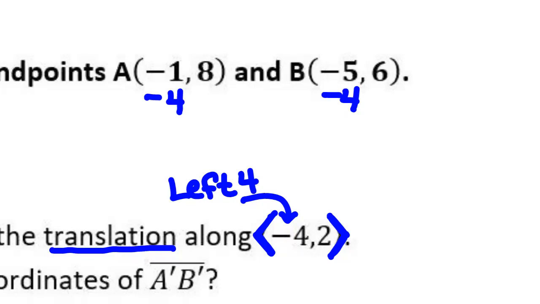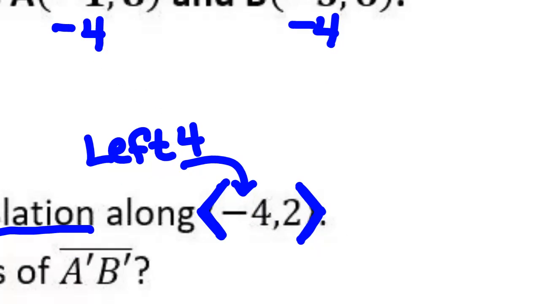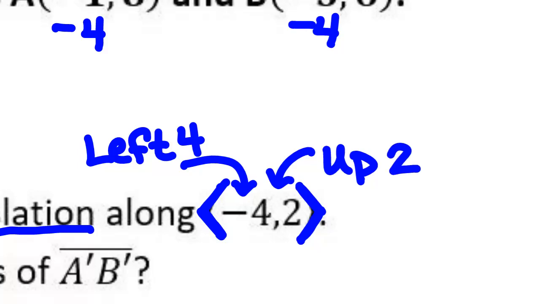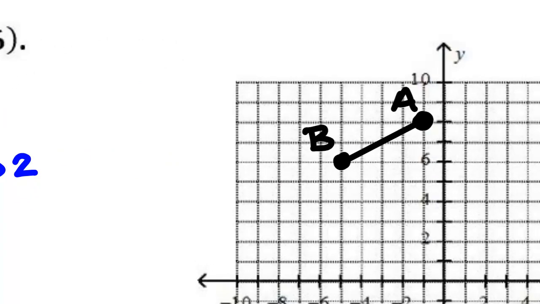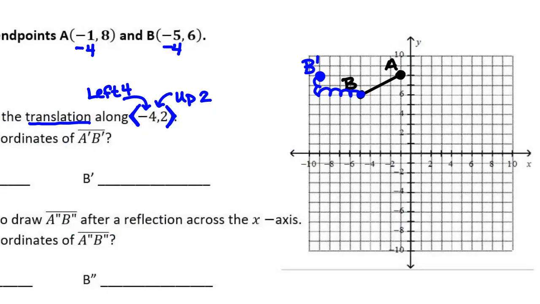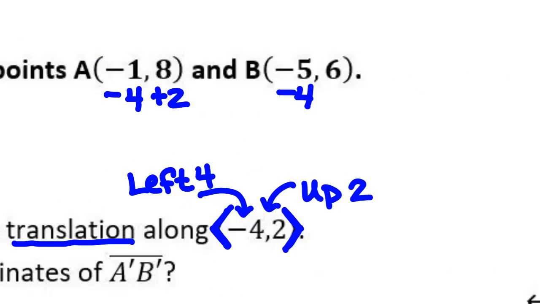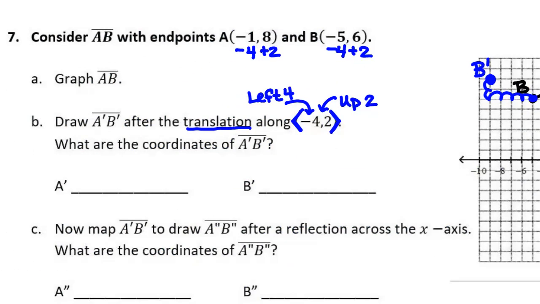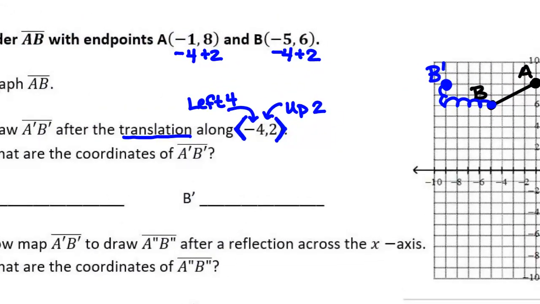What does the next number in this vector tell me? Up 2. The first number tells me about left and right. The second number tells me about up and down. So I could come over to my points and I can go 1, 2, 3, 4, and then I can go up 2, and I could put my ordered pair down for B prime. Or I can add 2 to the y's after I subtract 4 from the x's. Let's see, if I do -5 minus 4, what would that be?